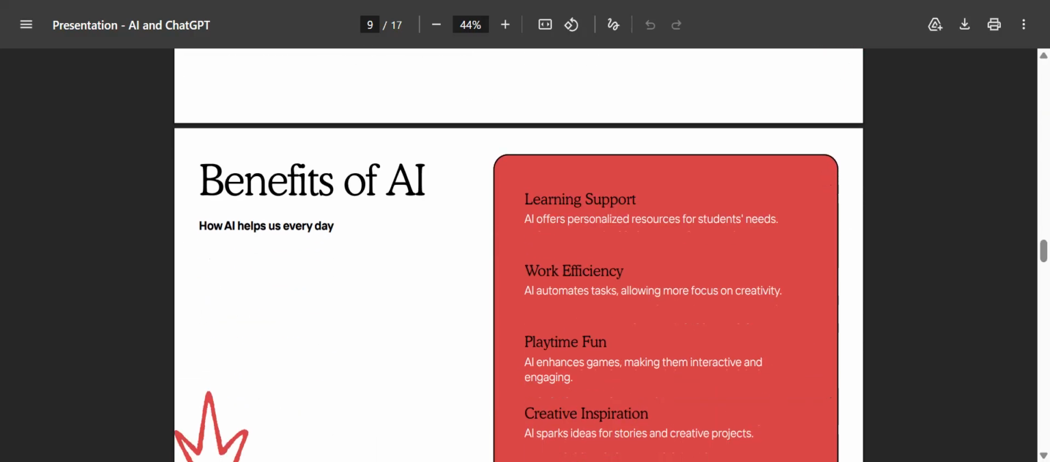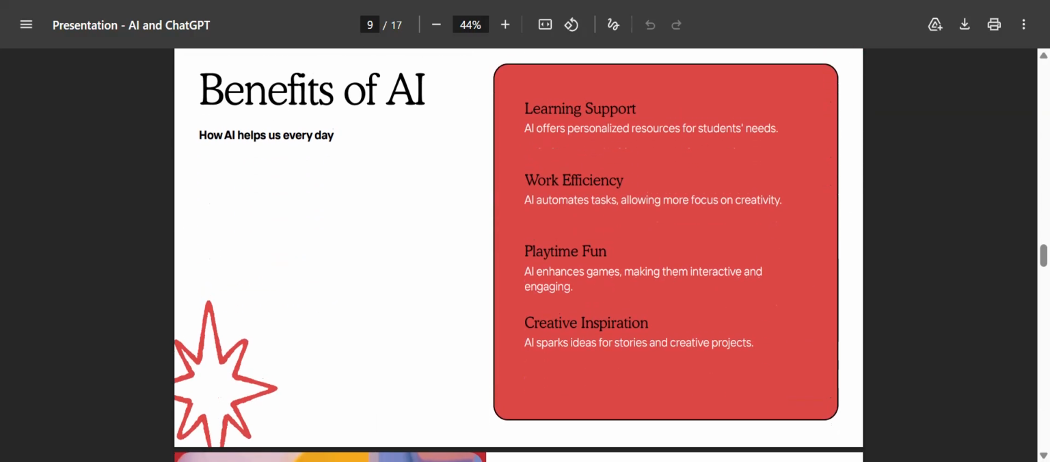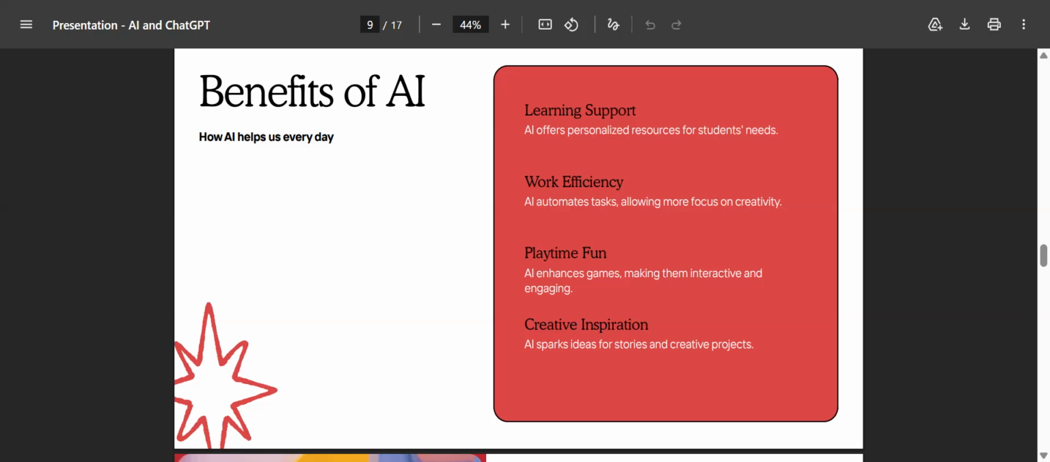So in our next slide, we are going to look at the benefits of AI, how AI helps us every day. One is learning support. AI offers personalized resources for student needs. Work efficiency: AI automates tasks, allowing more focus on creativity. So when you are using AI, it allows you to focus more on the creativity part. Do the thinking, let AI show us your thoughts.